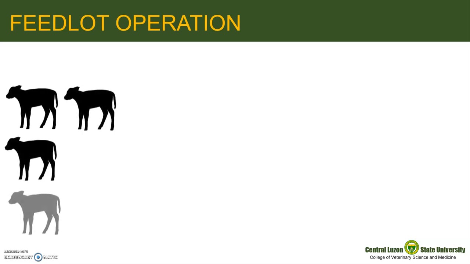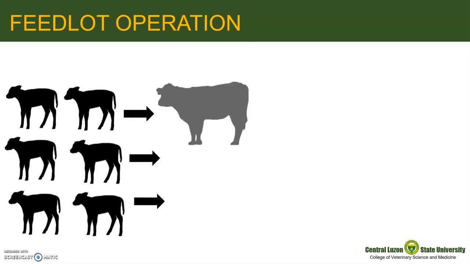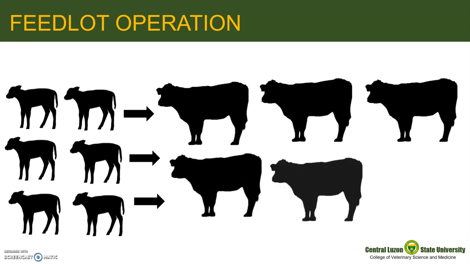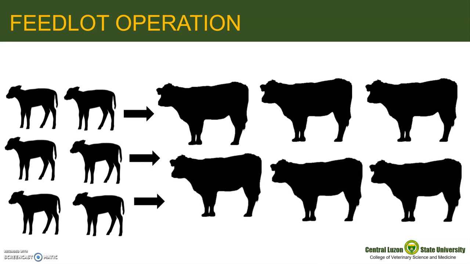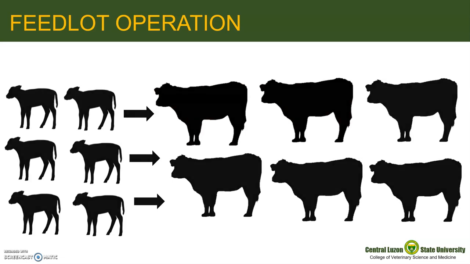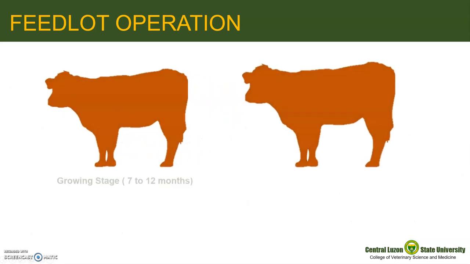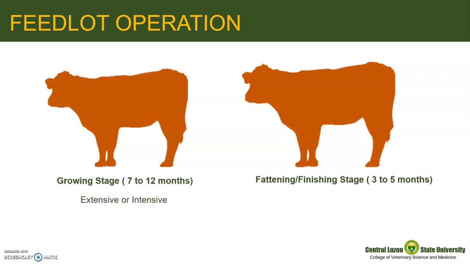Feedlot fattening, or simply feedlot operation, is the most popular type of cattle raising in the Philippines. It simply involves the raising of newly weaned calves or culled mature heifers until they are ready for slaughter. The operation involves 2 stages of animal, thus requires different herd management: the growing stage and the finishing stage.